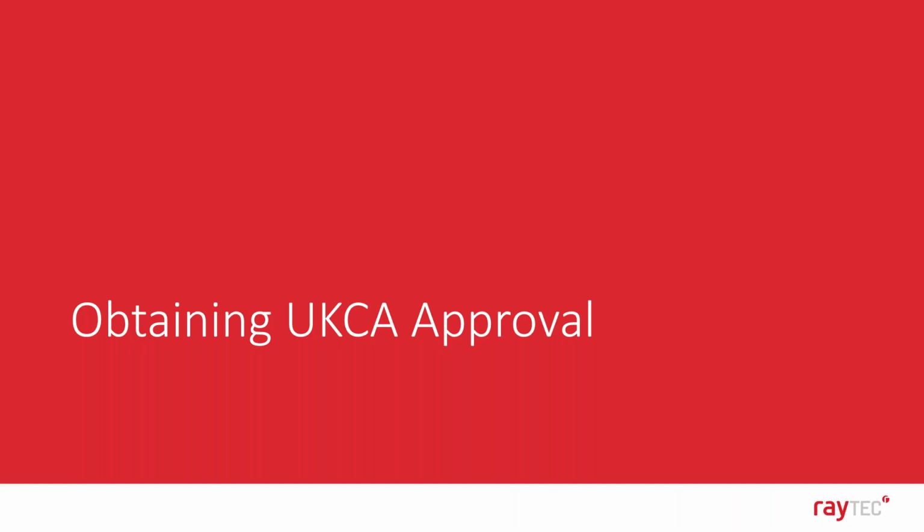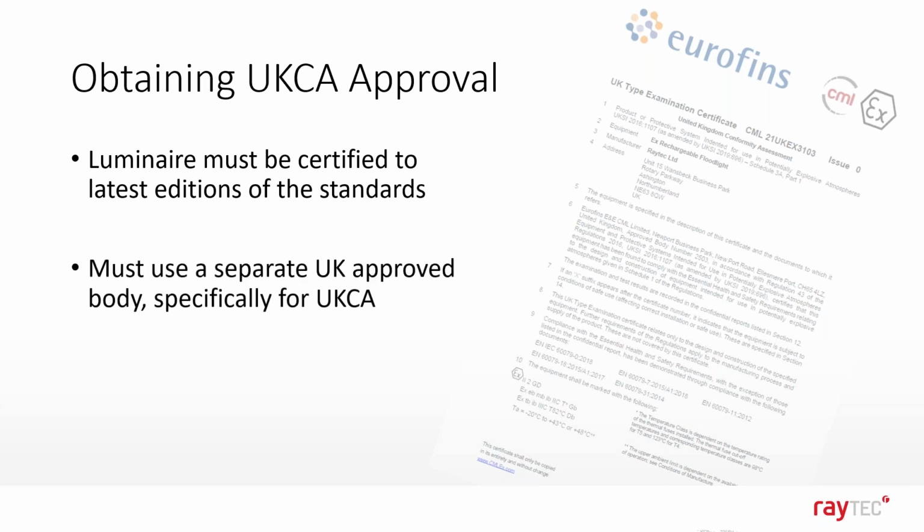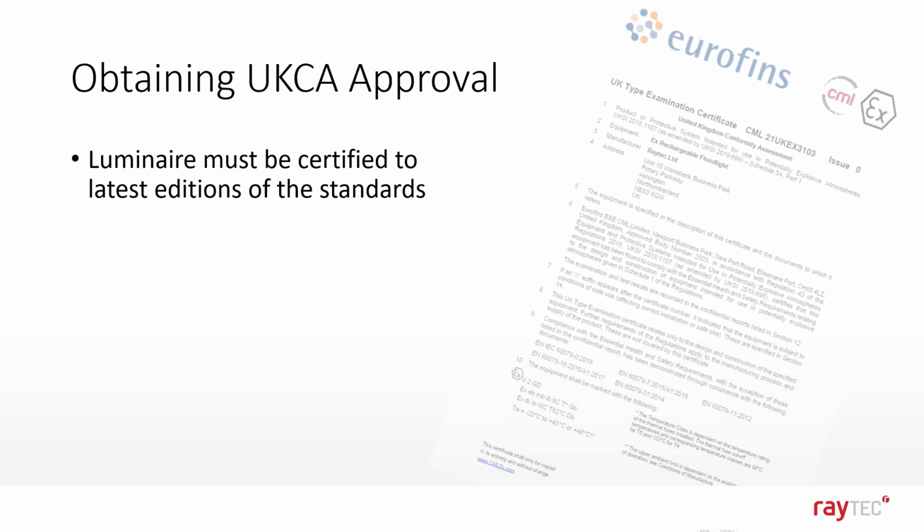So what are the requirements for obtaining UKCA approval? Well, the requirements of conformity assessment for UKEx are at the moment the same as the latest editions of the 60079 series of standards. That is the very latest editions. Whereas an Raytec product could be certified to an edition of the standard that could be 10 to 15 years old, a UKCA assessment must be against the very latest versions of the standards, taking into account all the changes in those standards over that time frame.